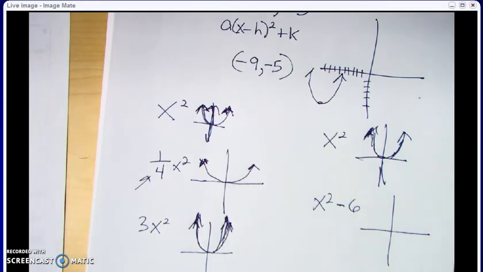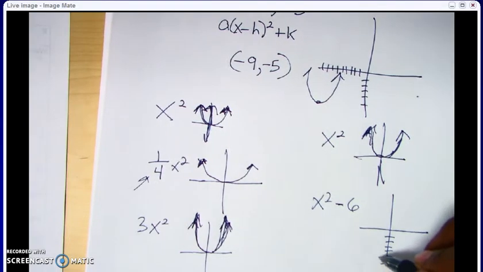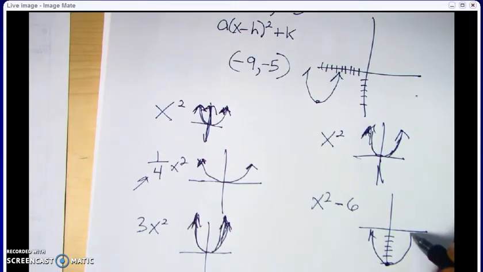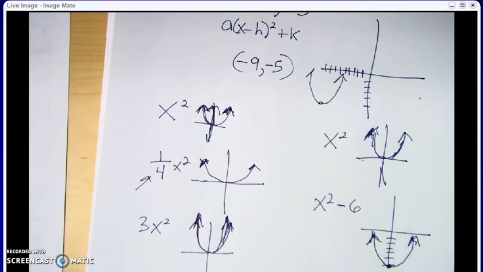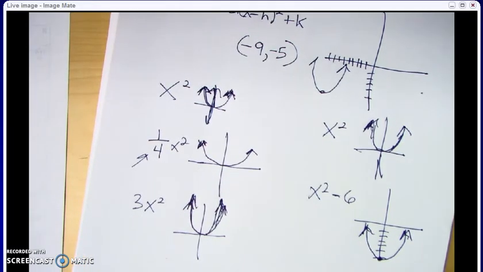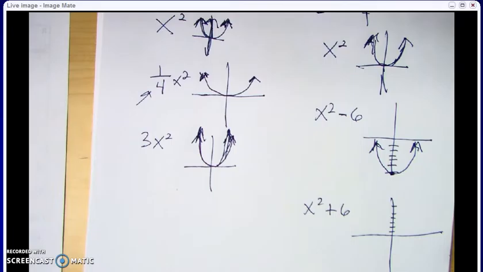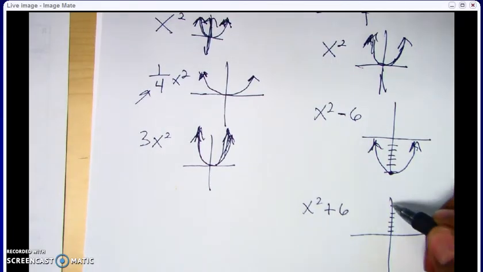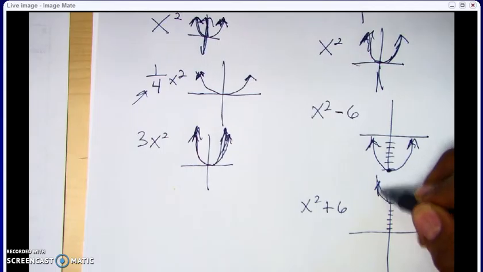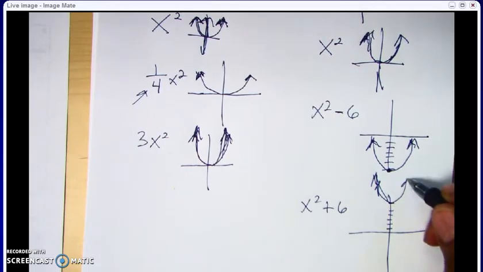Remember, the horizontal movement is captured within the parentheses. So this would be down 1, 2, 3, 4, 5, 6 right here. And it's still got the same look to it, just shifted down. Okay, and of course a plus, if it were x squared plus 6, then like that, then that would be 1, 2, 3, 4, 5, 6 up here, like so. Okay, it's going to be shifted up.